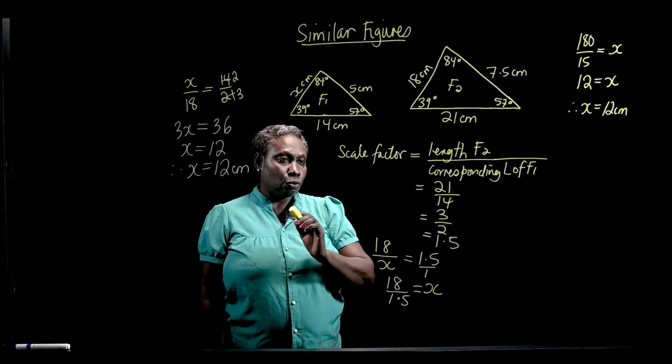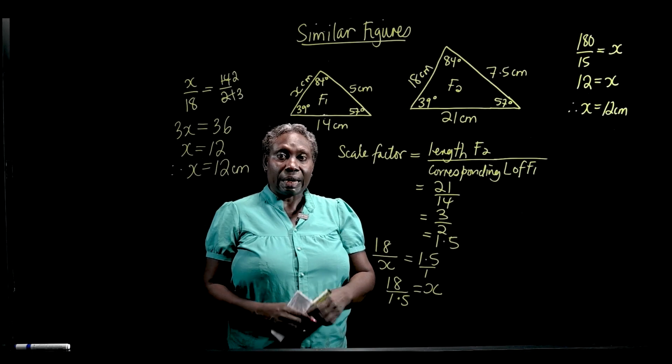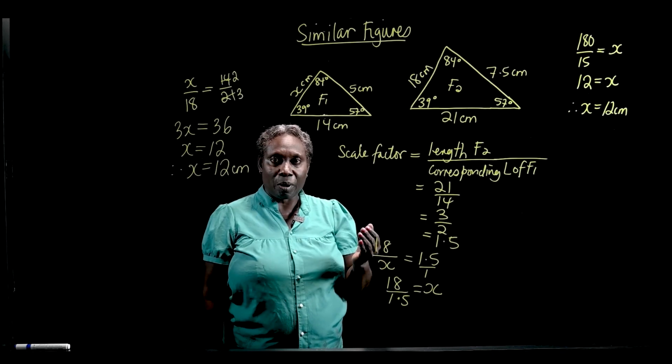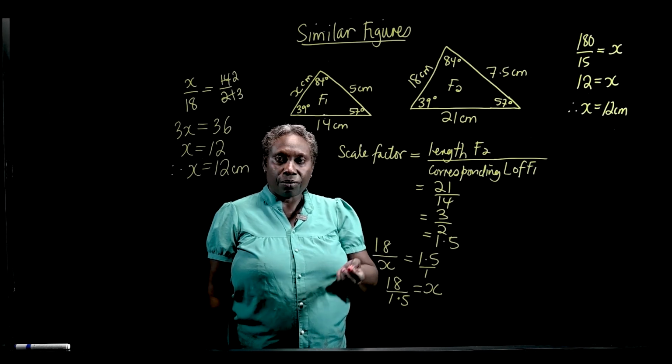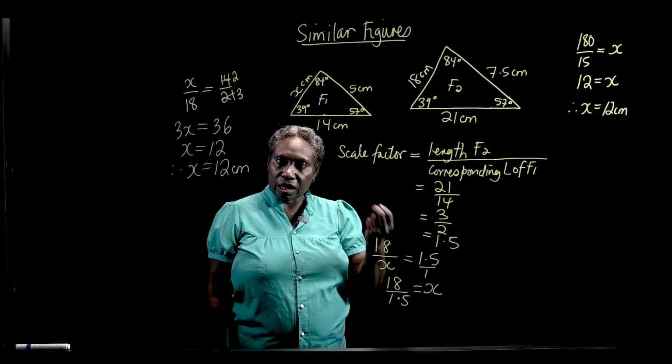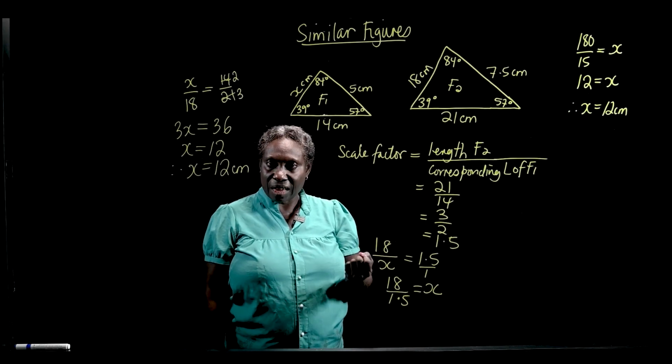To wrap up this lesson on similar figures, there are two things that we have to know about similar figures. One, similar figures have corresponding angles which are equal, and corresponding sides which are in the same ratio.